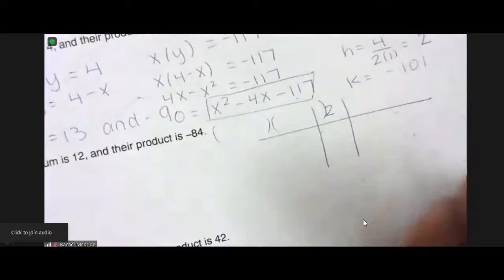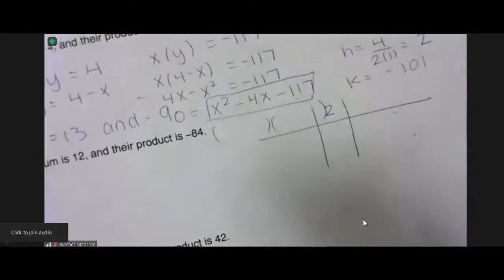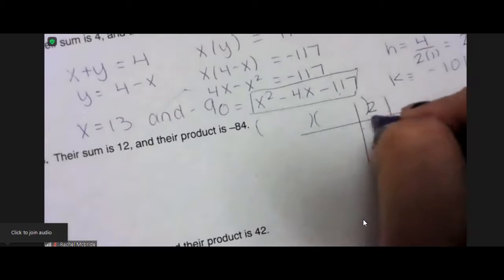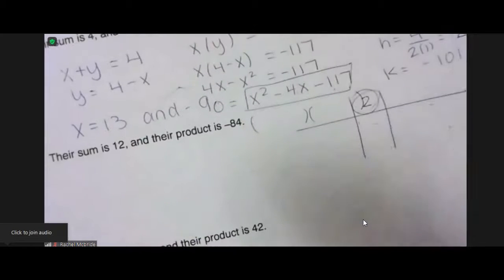So your answers would be 13 and negative 9. So again, if you got it from factoring, that's fine. If you sent a sketch out, that's fine. If you were to do your table this way, you'd have to go pretty far out.